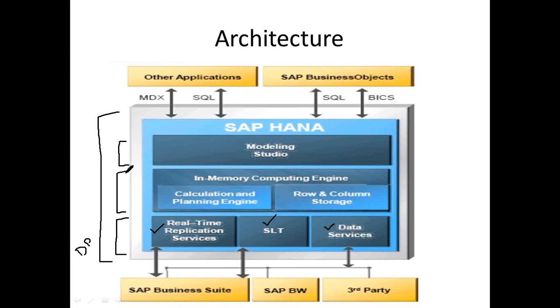All right. The second layer that you have is the in-memory computing engine. The in-memory computing engine is the heart of the entire SAP HANA appliance. It consists of two major blocks. One is the calculation and planning engine. The second one is the row and the column storage. The calculation and the planning engine basically help with the calculation of data.